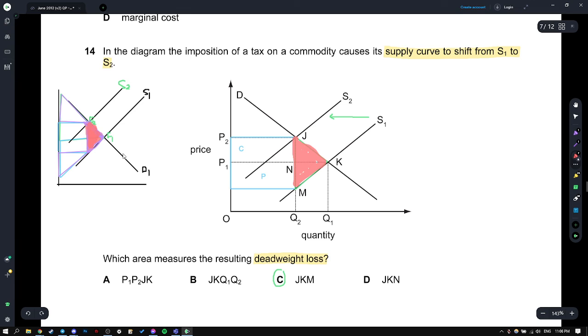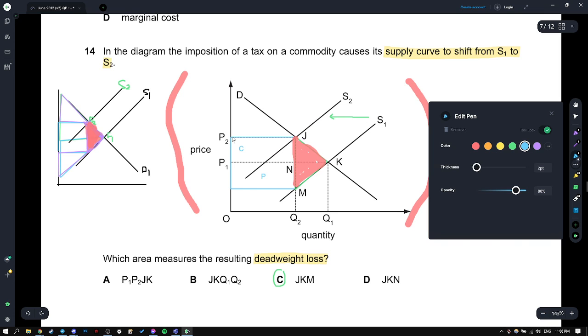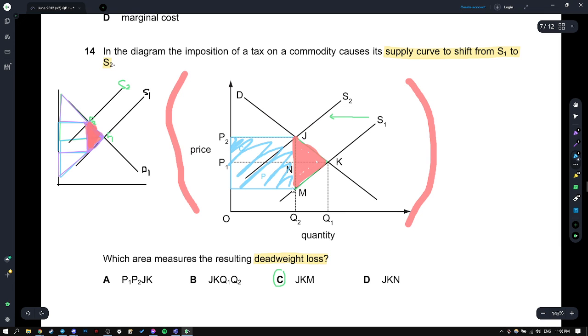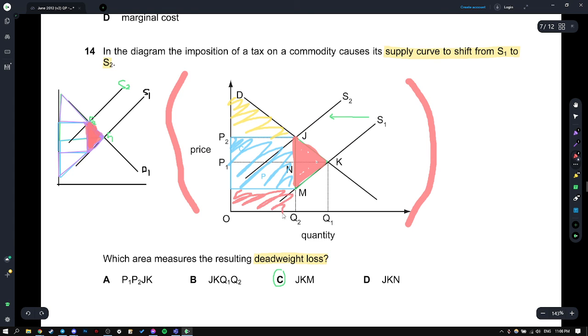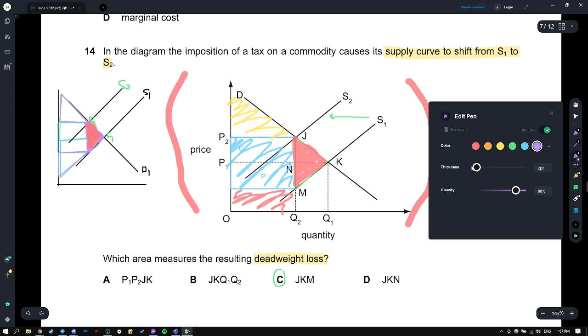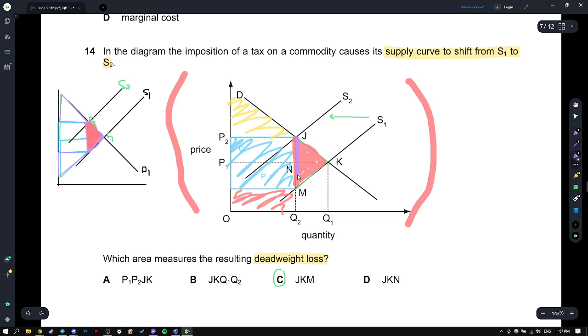I hope you understand it. Oh, sorry, let me link this here for a bit. So if you look at the main graph, let me highlight for you. This is the tax burden. This is consumer surplus. This is producer surplus. And the holy grail of this question, this is deadweight loss, which is an economic inefficiency created by, in this situation, government intervention.